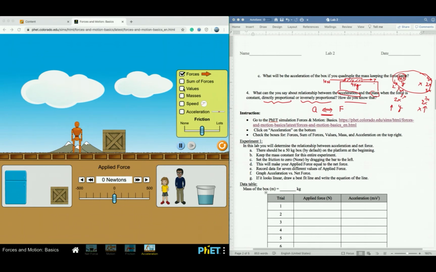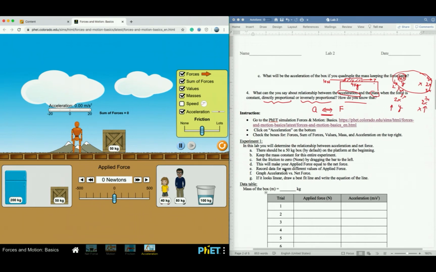there are a couple of options here. So if you check these boxes, this will show the values on this page. So if you want to see the value of force, you click on this, that will show you the net force. So you click the values also, and then the mass will also be shown. We don't need the speed, but we want to know the acceleration. Okay, so check all the boxes except speed.